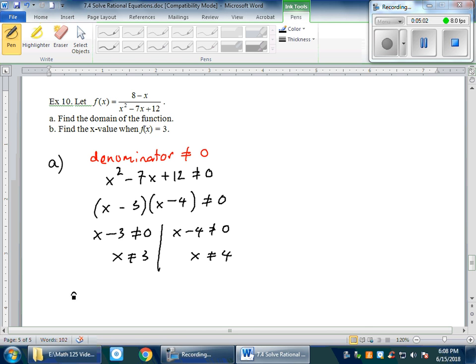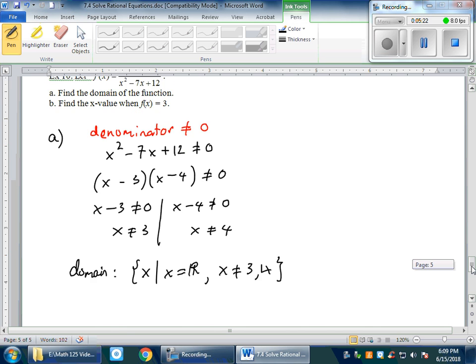So my domain is anything except those two numbers. In set builder notation, it will be the set of x such that x is a real number, except x cannot be equal to 3 and x cannot be equal to 4.